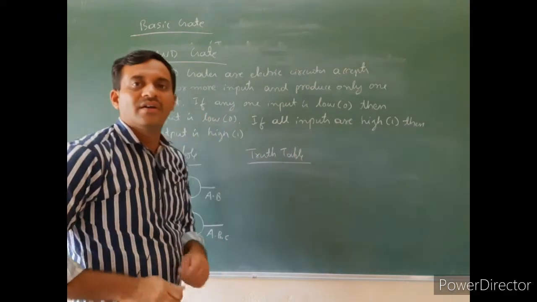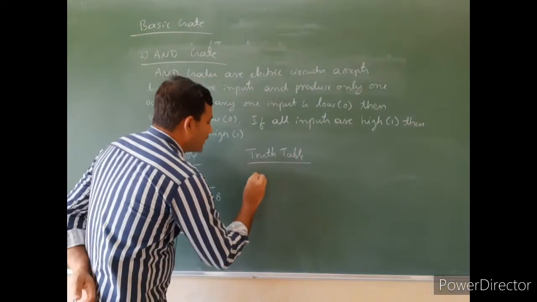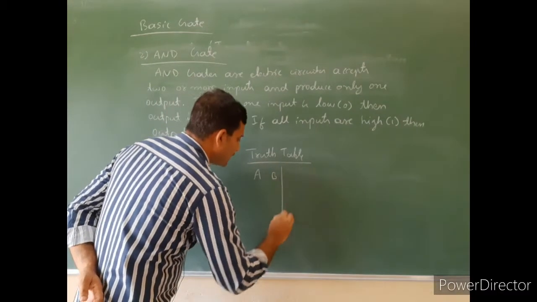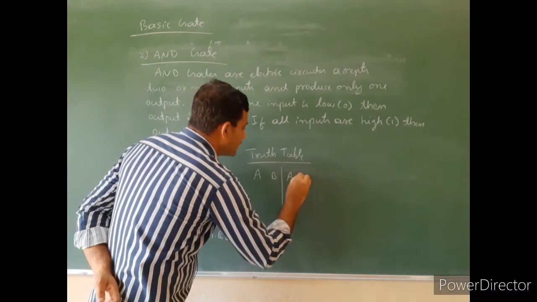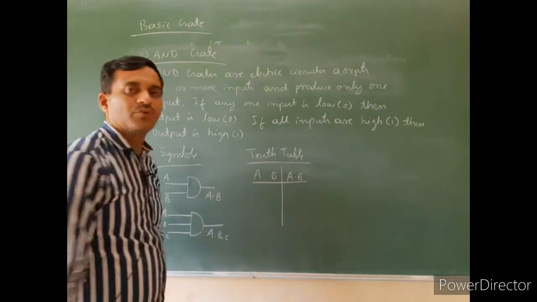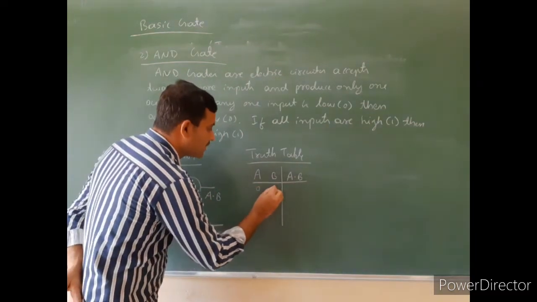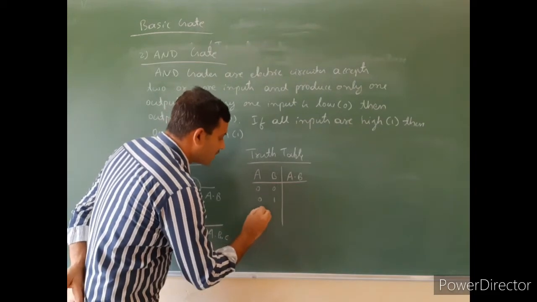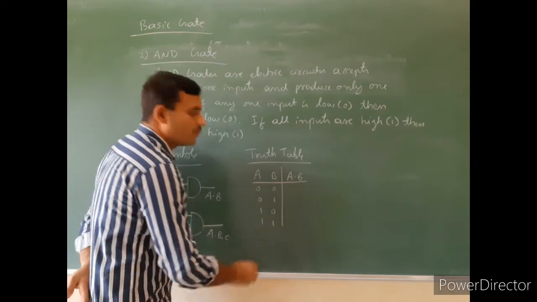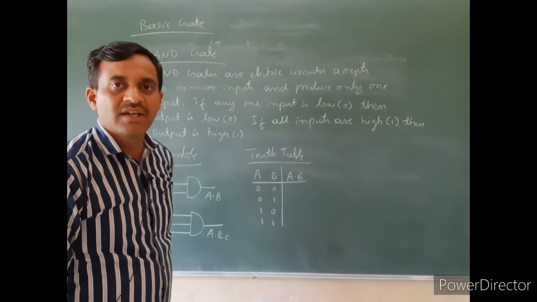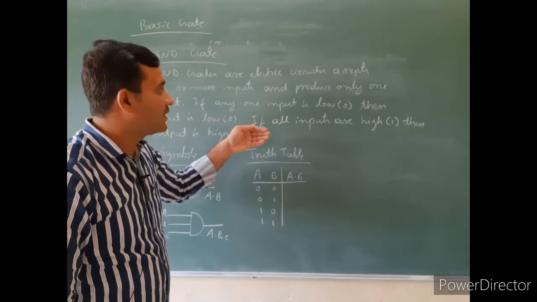Truth table for the AND gate. If the variables are 2, A and B, then the output is A into B. If there are 2 variables, the possible combinations are 0 0, 0 1, 1 0, 1 1. 4 possible combinations. Let's see the working principle.